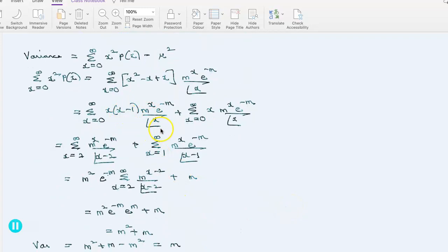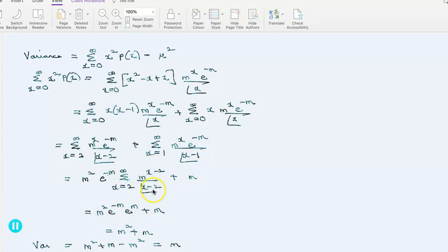Now what is this? The x and x minus 1 cancel, and this becomes x minus 2 factorial, and the summation becomes summation x equal to 2 to infinity m raised to x e raised to minus m by x minus 2 factorial. And here the x and x factorial cancel, so you get x minus 1 factorial, and this is summation x equal to 1 to infinity m raised to x e raised to minus m. So this becomes m squared e raised to minus m. If I take out m squared and e raised to minus m, what will this power of m be? m raised to x minus 2 by x minus 2 factorial. This is nothing but the Poisson distribution series, which sums to e raised to m. So this is m squared e raised to minus m.